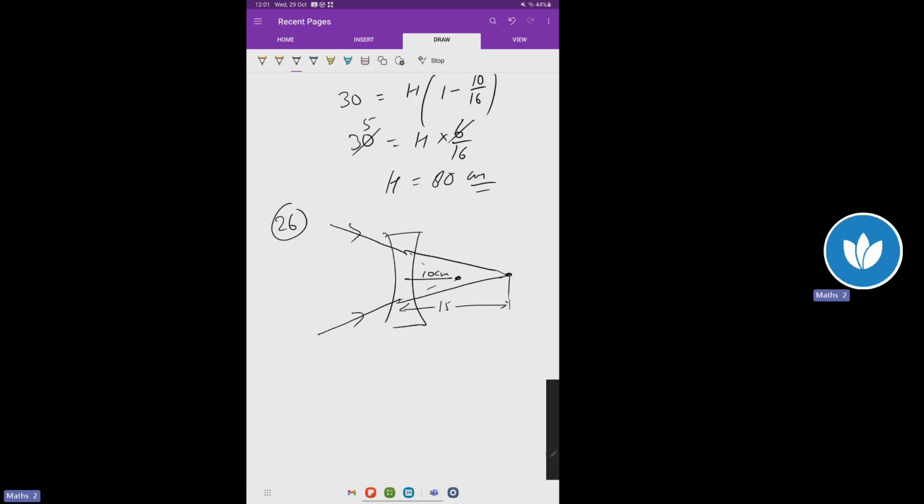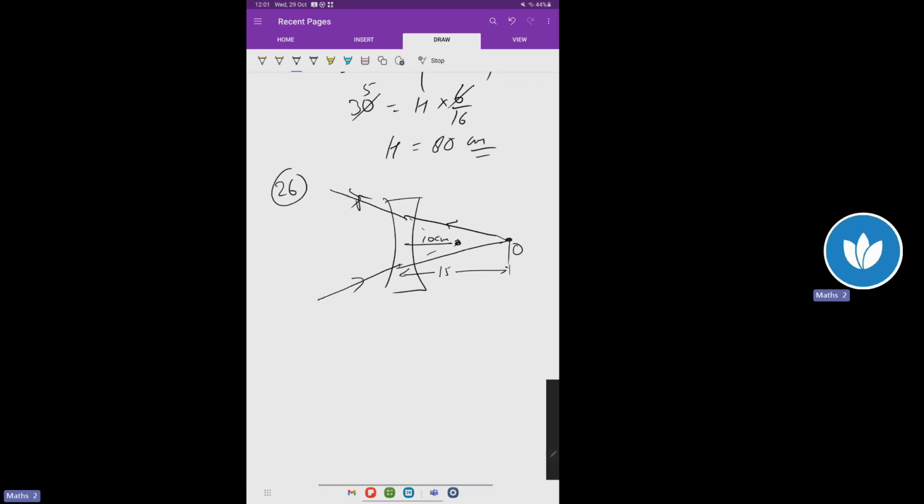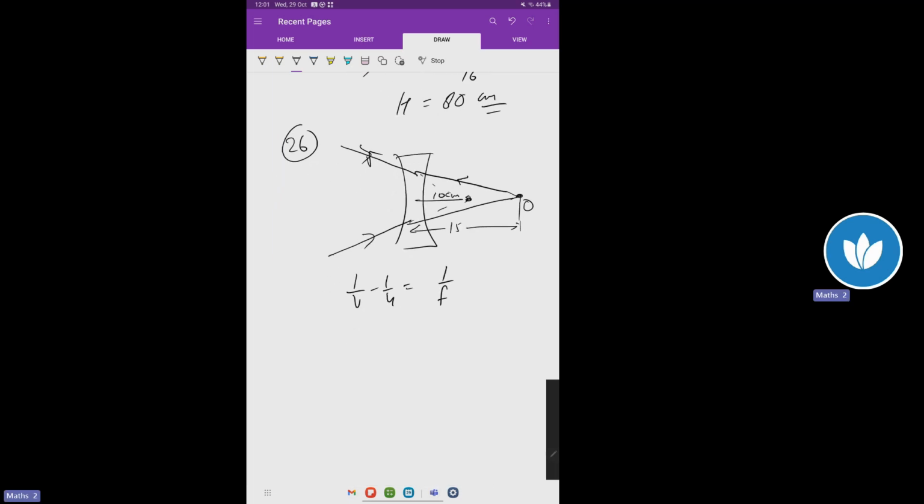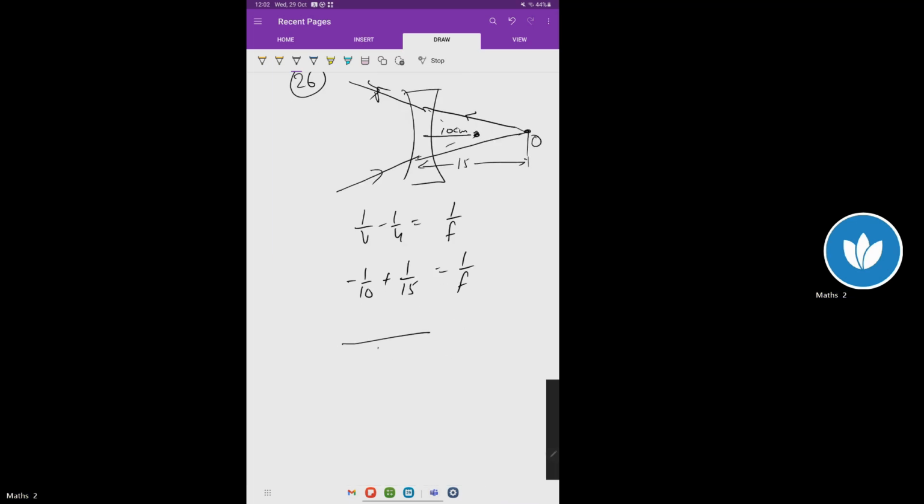So if we put the object here, the final image will be here at 10 centimeter. So 1 by V minus 1 by U is equal to 1 by F. V is minus 10 and U is 15. F is 30.